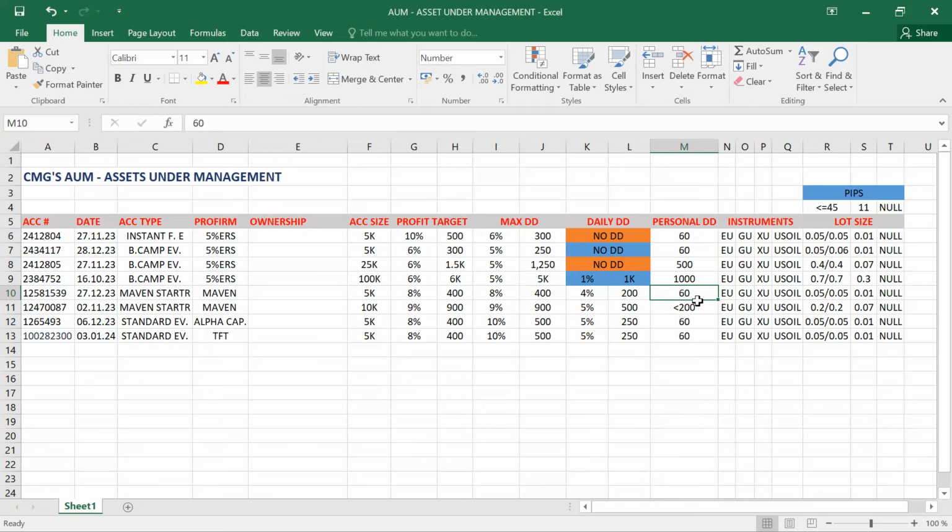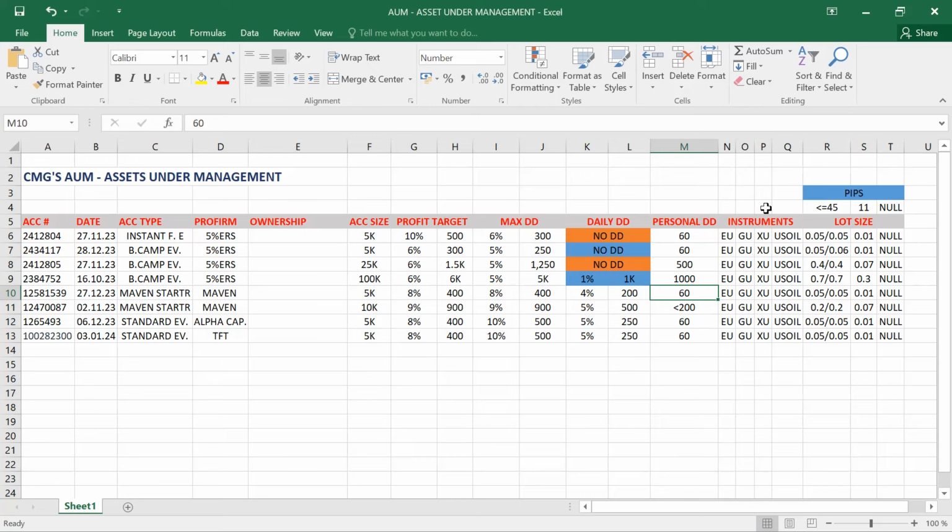The stocks: Apple, Netflix, Tesla, those things. And then we can move to those stock indices or stock indexes, which are the US 30, NAS 100. So these are the instruments here.